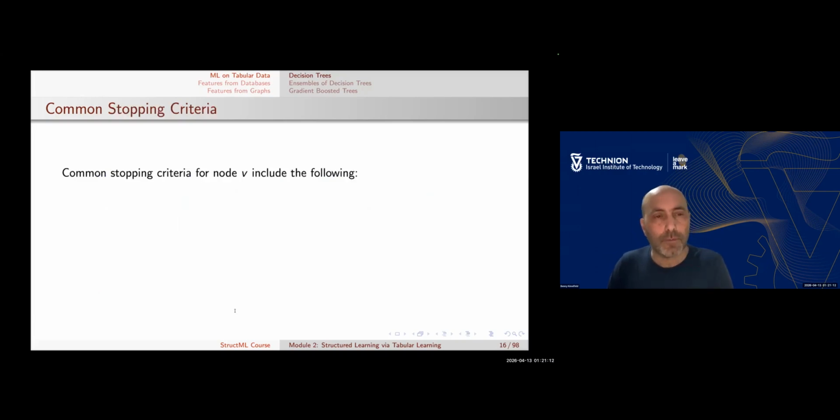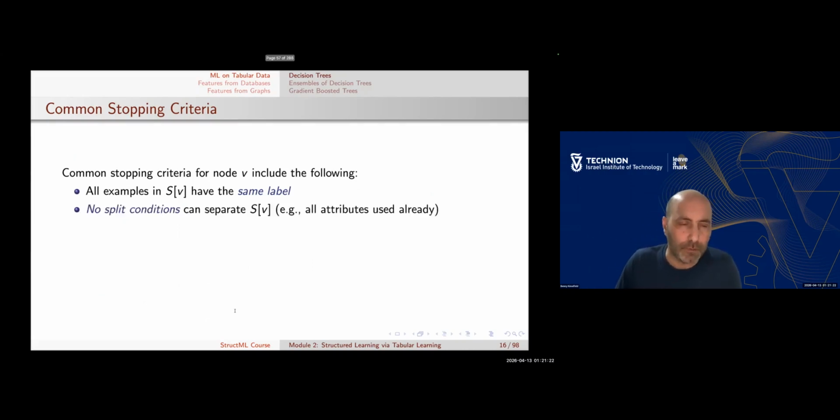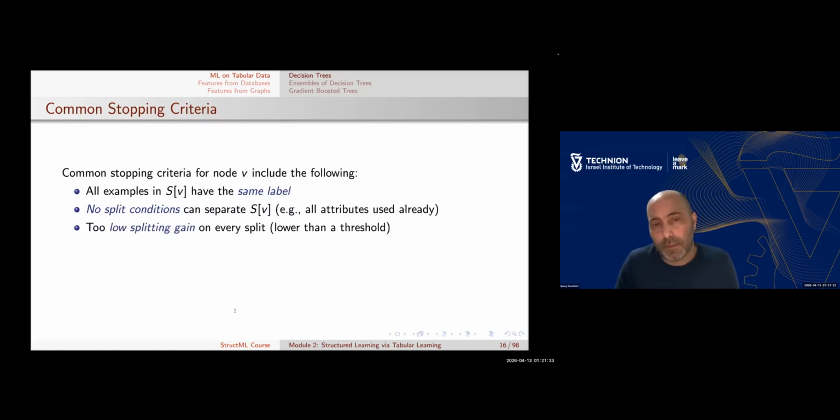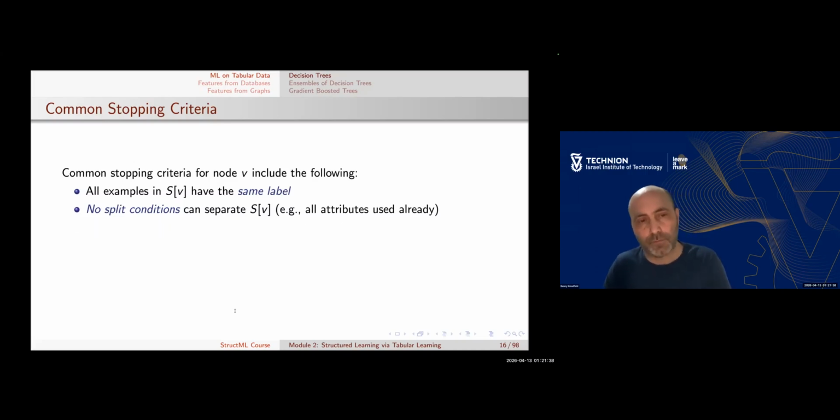Okay, some stopping criteria for a leaf. So when would you decide not to split a leaf? Well, you can say, okay, if all of them have the same label, then I'm good. Or I don't have any split condition. I search and I don't have any split condition that can actually give me any gain, or you cannot even separate the examples. But even if I can separate, I don't have any gain or too low of a gain.